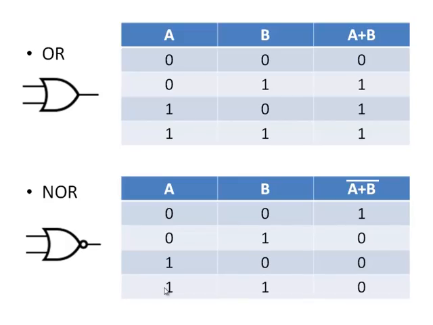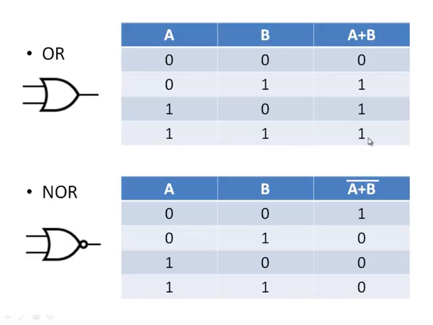Here are another two. At the top, we've got the OR logic gate. And the OR logic gate outputs a 1 if A or B is 1. It still outputs a 1 if A and B is 1. Is A or B 1? Well, not only is A or B 1 in this case, both A and B are 1, but we still output a 1 here.